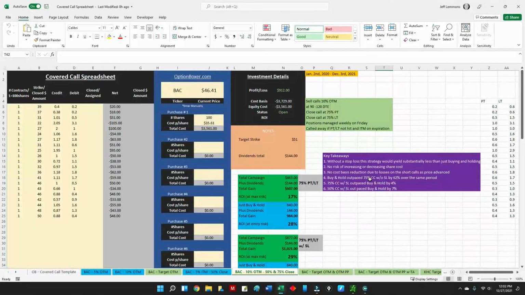The buy and hold outpaced the covered call without the stop loss by 62%. But the 75% covered call with the stop loss outpaced the buy and hold by 4%, and then the 50% covered call strategy campaign, I should say, with the stop loss outpaced the buy and hold by 7%.